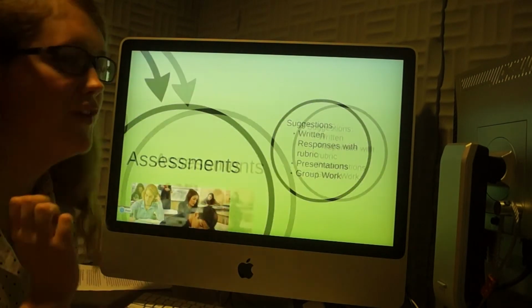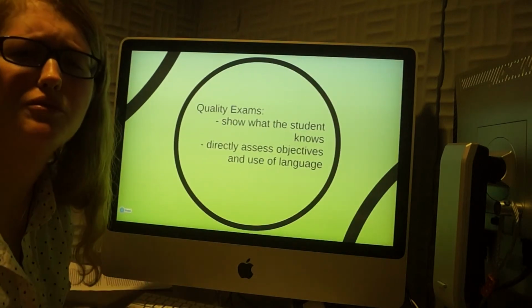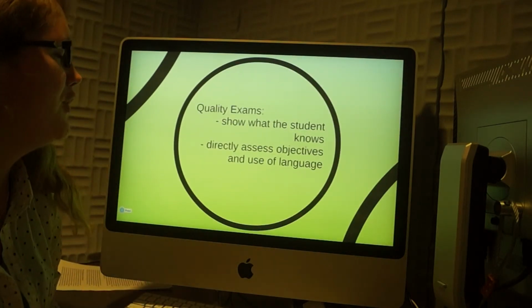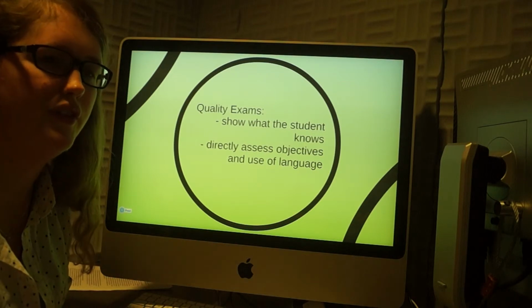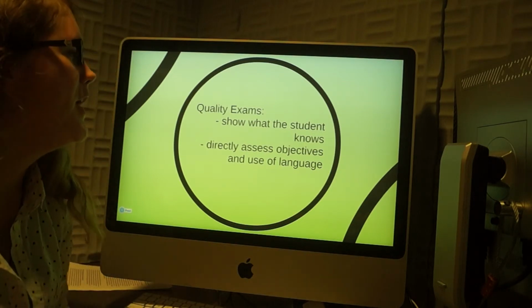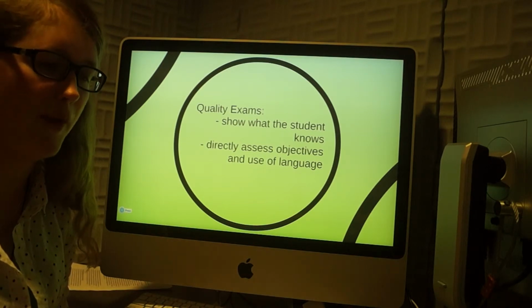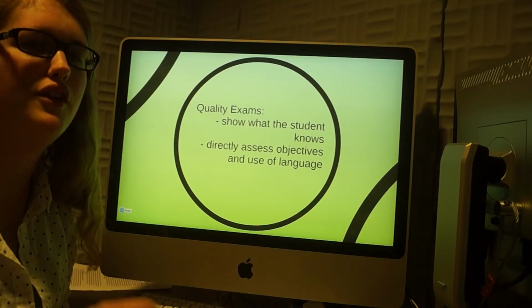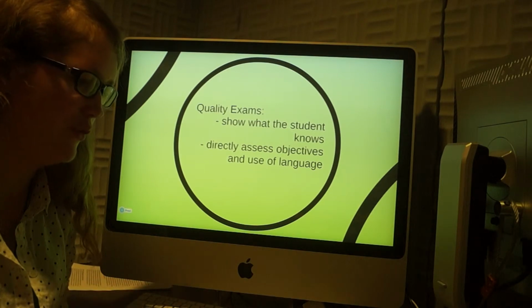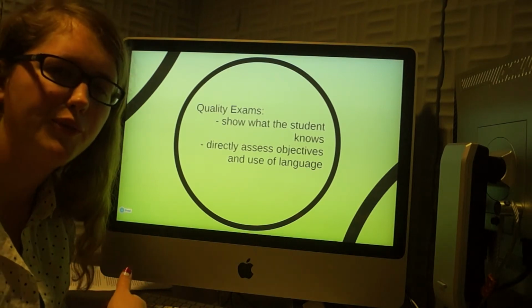And then that's a little out of order. We're talking about assessments now. Sorry, my presentation went a little weird. So a quality exam shows what a student knows, and directly assesses the objectives and the vocabulary that's been used. So we want to understand if they know what we think they know, like the problems we were talking about earlier.